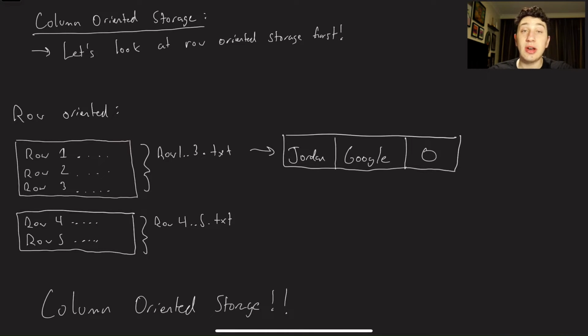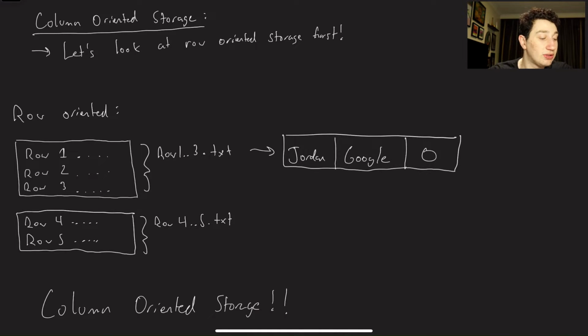Before we can even talk about column-oriented storage, I should probably preface the video by talking about what row-oriented storage is. Row-oriented storage is pretty obvious. It's how you would think a database would store its data, and this is in fact how it's typically done. So let's imagine we have 5 rows in a database.